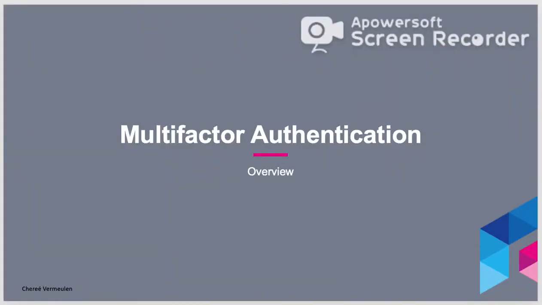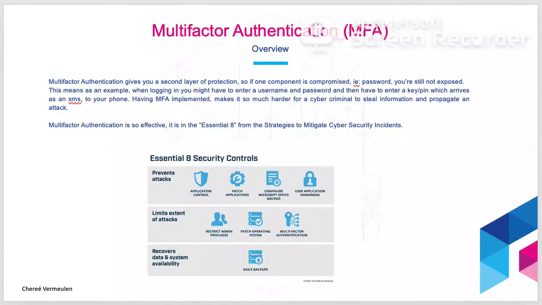Now we'll talk a little bit about multi-factor authentication. So multi-factor authentication gives you a second layer of protection. So if something like your password is compromised, you're still not entirely exposed. So as an example, when logging in, you usually have a username and a password, and that gives you access. Well, with multi-factor authentication, there is an extra layer, a key or a PIN perhaps, which could arrive as an SMS to your phone. Having multi-factor authentication implemented makes it so much harder for the cyber criminal to steal your information and start a cyber attack.